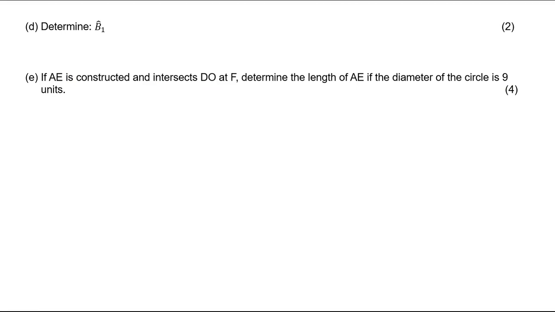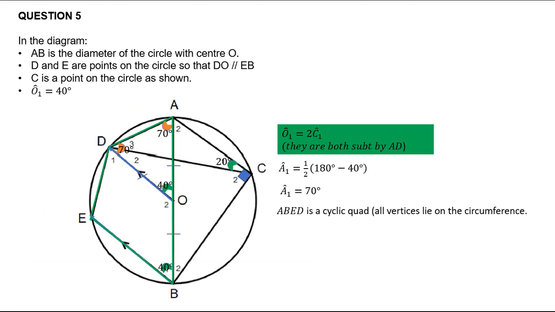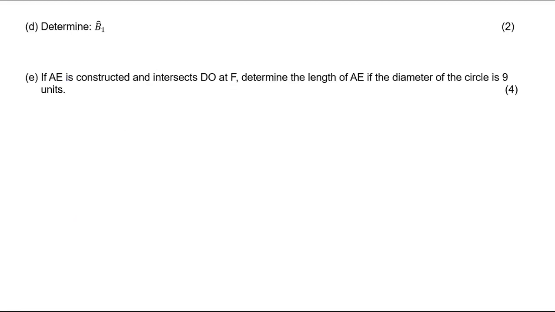Okay, let me go back and see. What do they mean by B1? I told you guys I have a very short memory. So I have to go back. Oh, they mean that. Those are corresponding angles. So B1 will be equal to O1. Why are they equal? It is because we've got corresponding angles created by vertical.